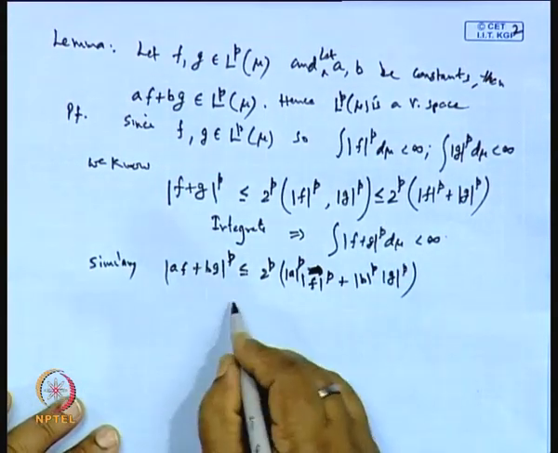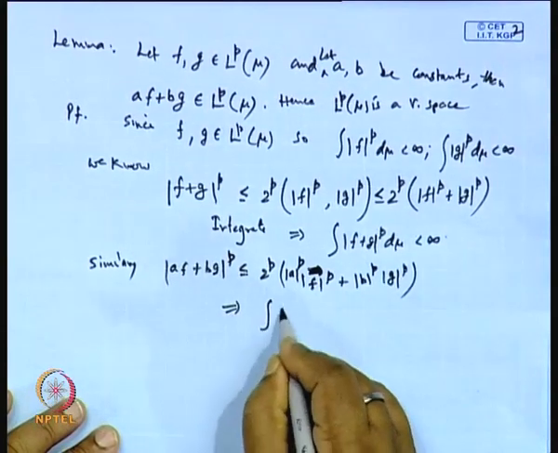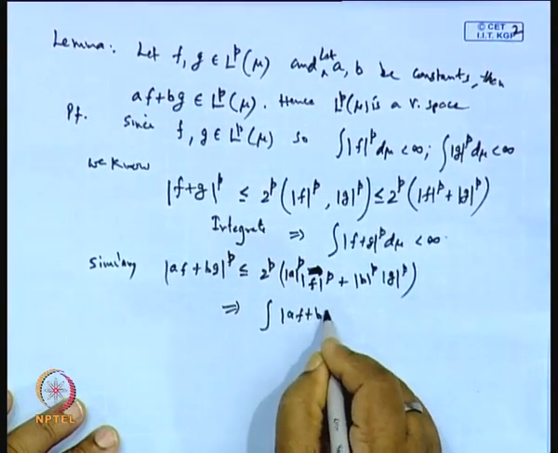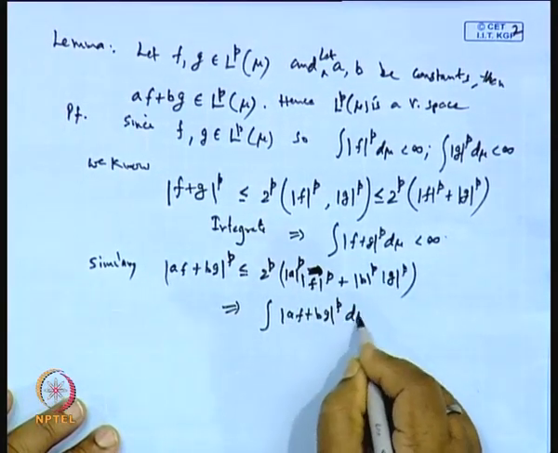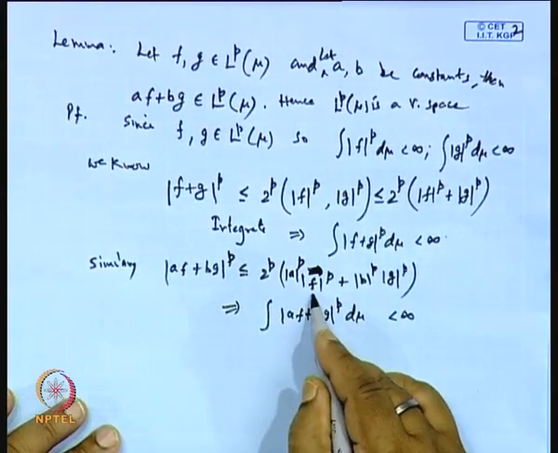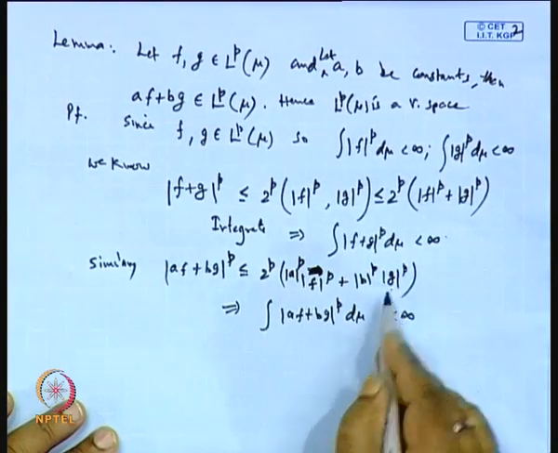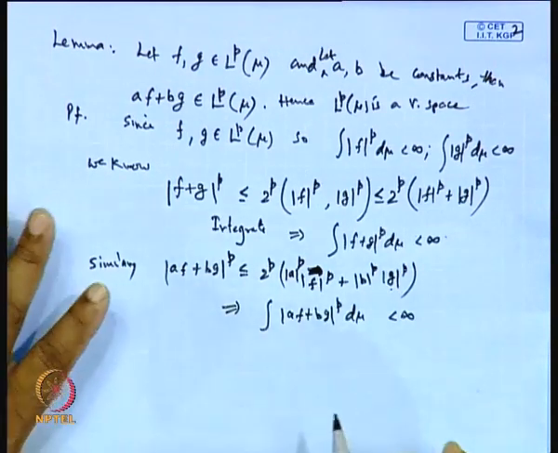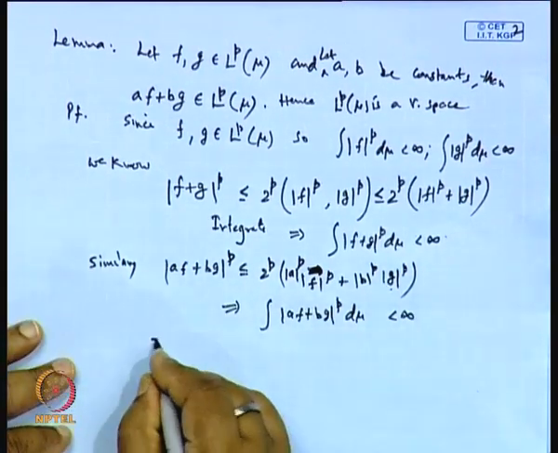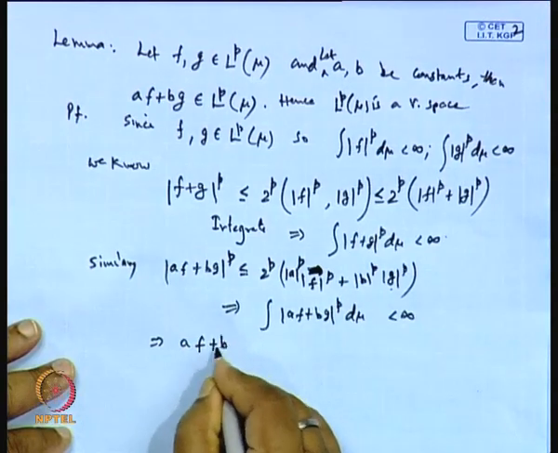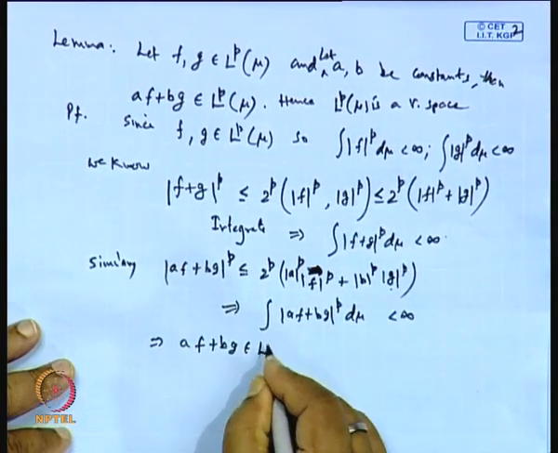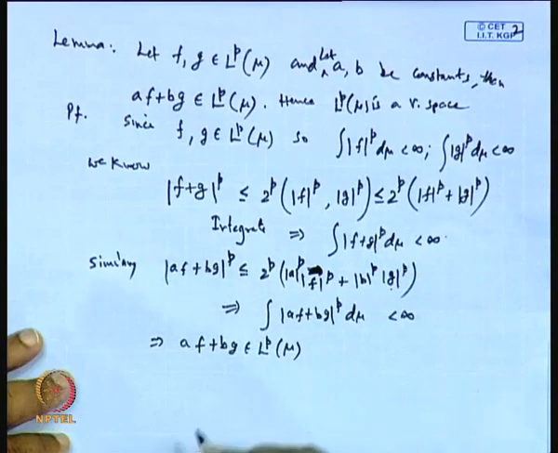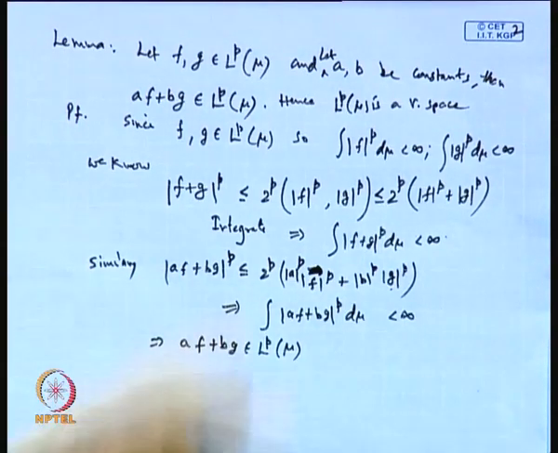So, again integrating, we get that the integral of |a f + b g|^p dμ is finite, because this integration is finite and the integration of this is finite. So, a f + b g belongs to the class, so a f + b g belongs to L^p.